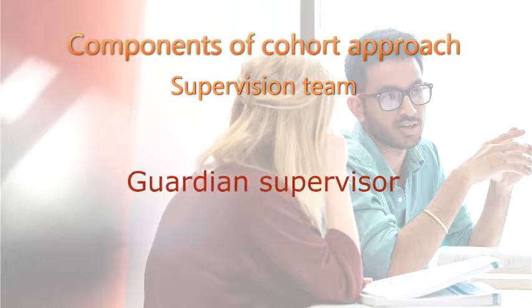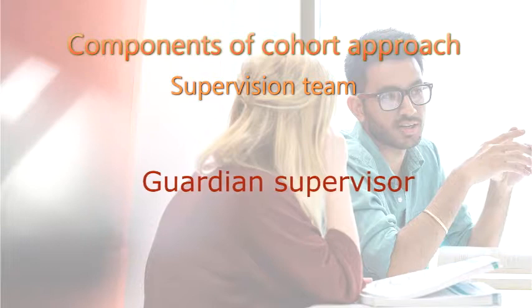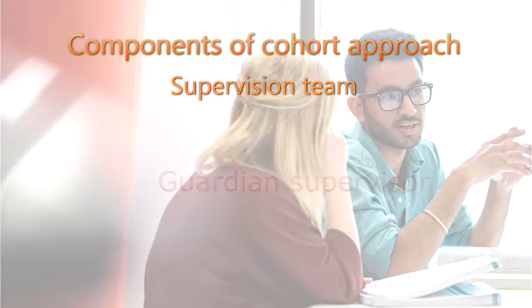A unique feature of cohort supervision is the guardian supervisor. The guardian supervisor is a person who is appointed to look after the whole group of students, who can intervene when there is conflict in a relationship between an individual supervisor and a student, but also assess the progress of students and try to address any developmental needs or personal needs that the students have during the course of their study.